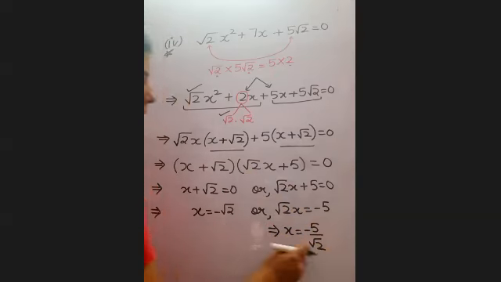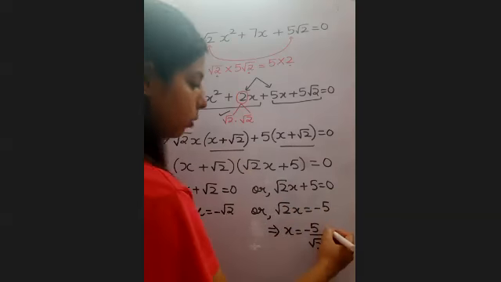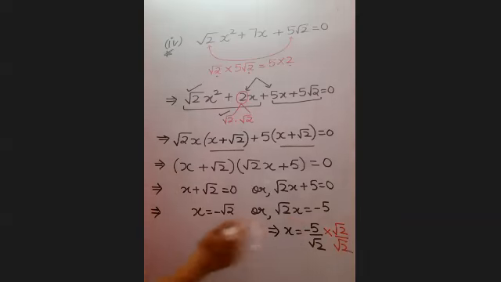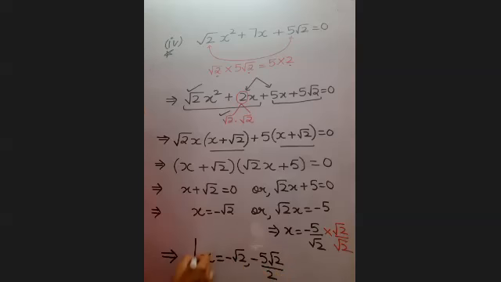Can we leave it like this? Ma'am, we have to rationalize. Yes, rationalize it. So when you rationalize it, it will become minus 5 root 2 divided by 2. So the two roots are minus root 2 and minus 5 root 2 by 2.